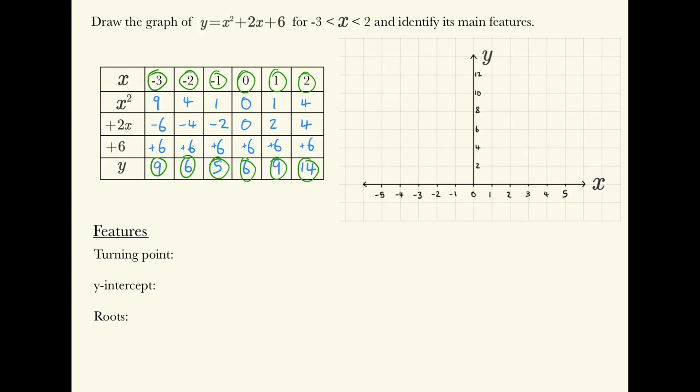All right, -3, 9. That's -3, 9. Next one, -2, 6. Next one, -1, 5. Next one, 0, 6. Next one, 1, 9. And next one, 2, 14.